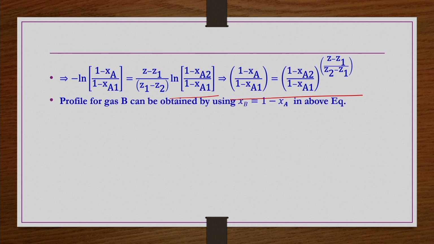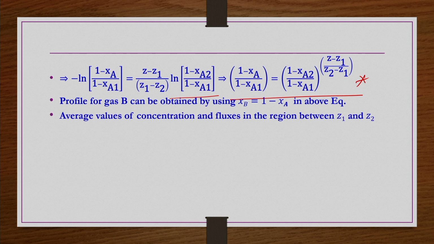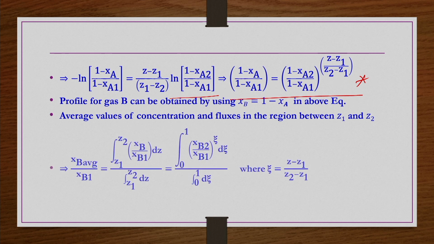Profile for gas B can be obtained by simply writing 1 minus XA equals XB, 1 minus XA1 equals XB1, 1 minus XA2 is nothing but XB2. Like that we can write this equation and get the concentration profile in terms of B. So, if we wanted to find the average values of concentration and fluxes in the region between Z1 and Z2, we do it in terms of B.